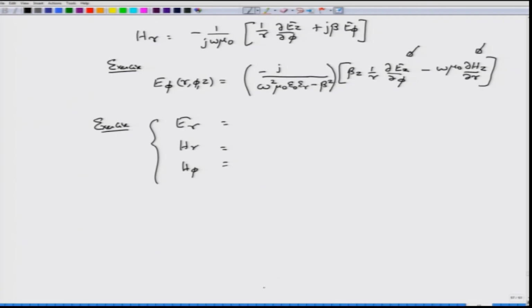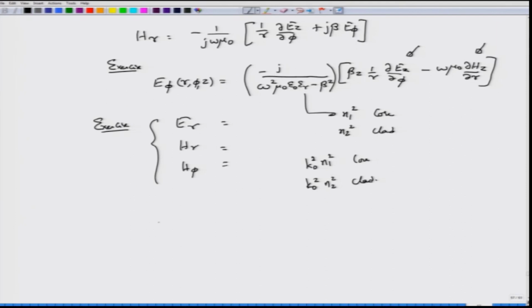And please remember that these terms are to be separately written for core and cladding, because in the core epsilon r will be n1 square and it would be n2 square in the cladding. We can of course simplify this omega square mu naught epsilon naught n1 square by writing this as k0 square n1 square in the core, and k0 square n2 square in the cladding. So, you can simplify omega square mu naught epsilon r by rewriting them as k0 square n1 square and k0 square n2 square.